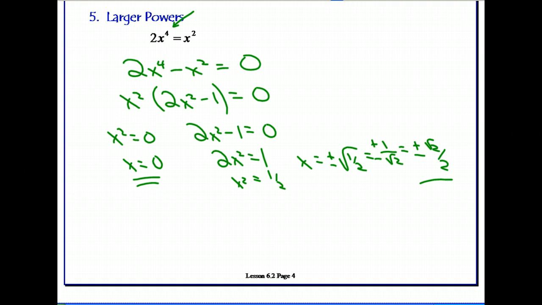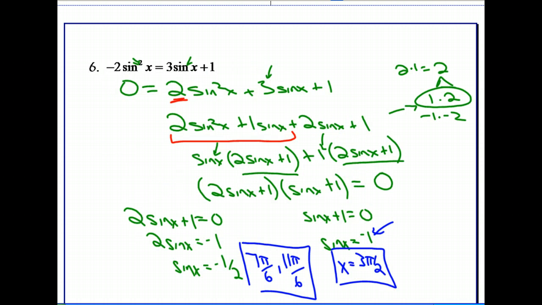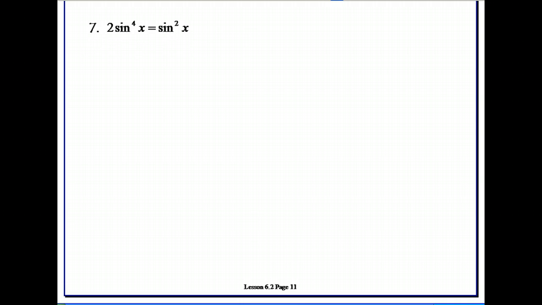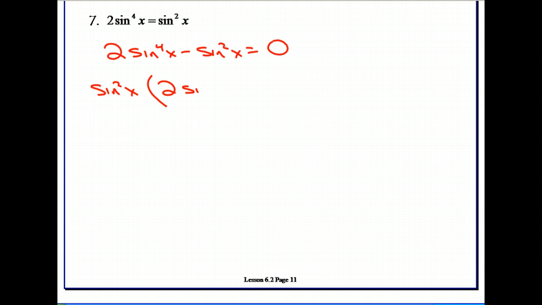Okay, now let's look at a trig one with a power bigger than 2. So again, this time it's in order on our trig sheet here. We've done all this. Let's look at this. Very similar question: 2 sine to the 4th x equals sine squared. Set it equal to 0. So 2 sine to the 4th of x minus sine squared of x equals 0. All right, GCF, what do they have in common? They have a sine squared in common. Bring that out. Here's a 2 sine squared of x that was left, minus 1 equals 0.